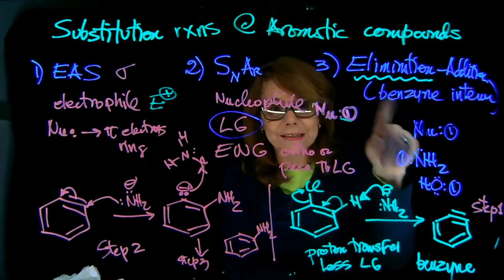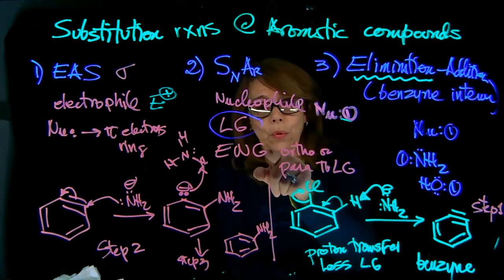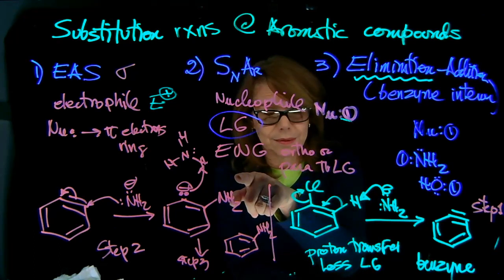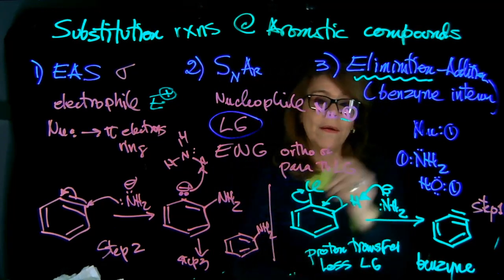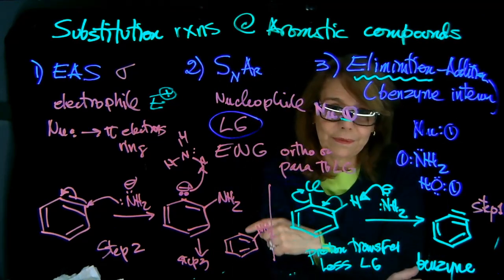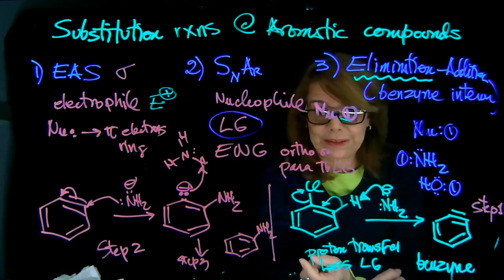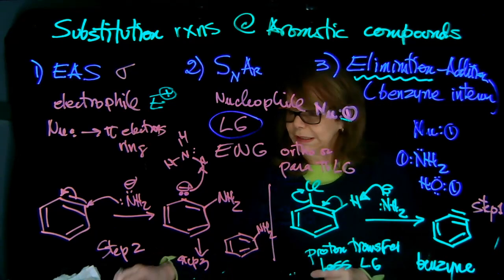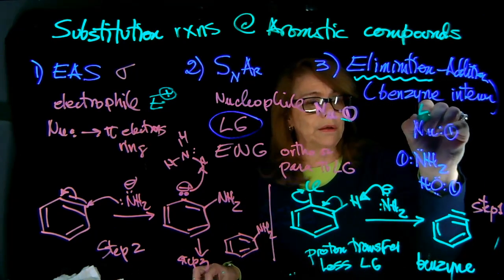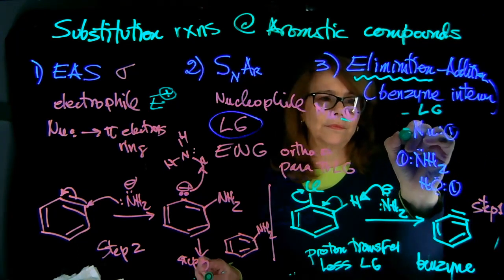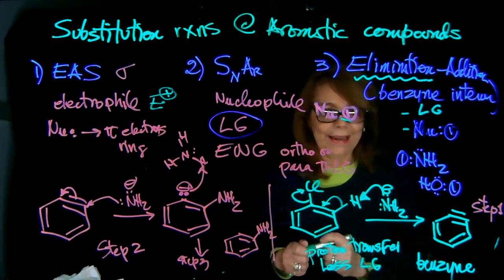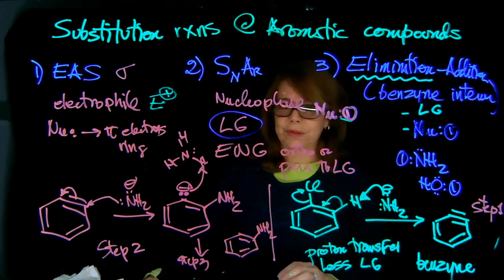If you don't have an electron withdrawing group ortho or para to the leaving group, this mechanism doesn't occur. You can have this reaction in the absence of an electron withdrawing group, but you still need your leaving group, and you need a strong nucleophile. You need this too. And that is stronger conditions.